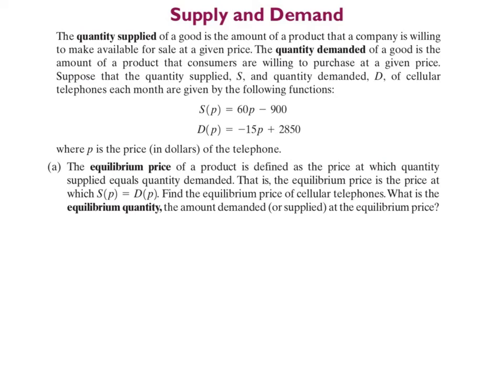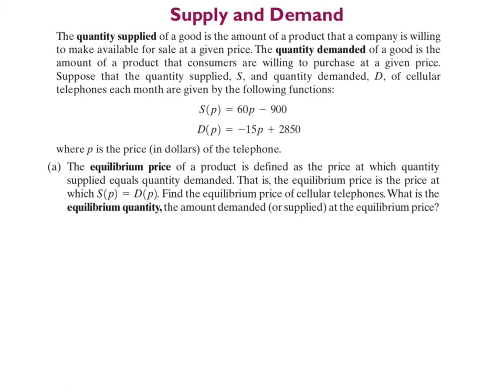Now let's take a look at one last multi-part example of supply and demand. Good old economics crash course here. So a couple of things to identify. One is quantity supplied is the amount of the product that a company is willing to supply, and quantity demanded is what people want to buy from this company.